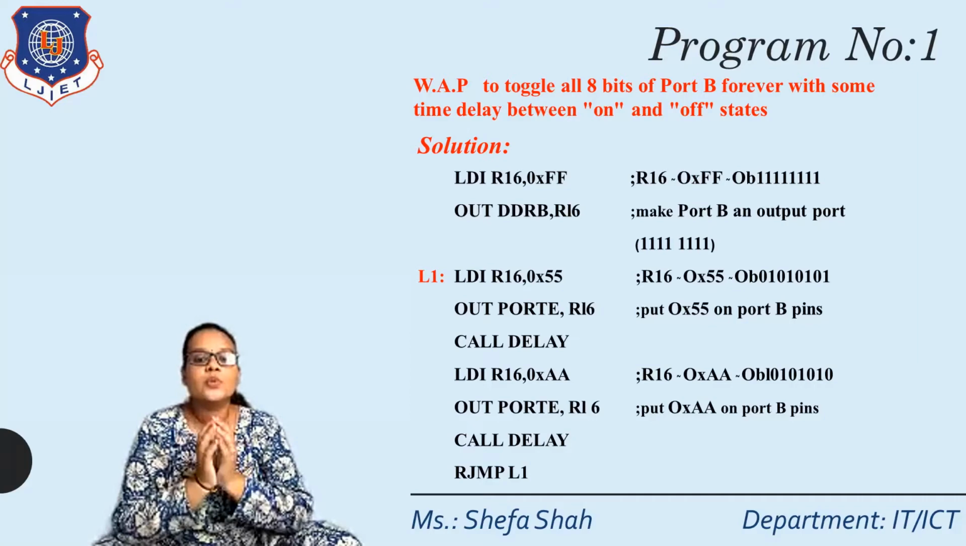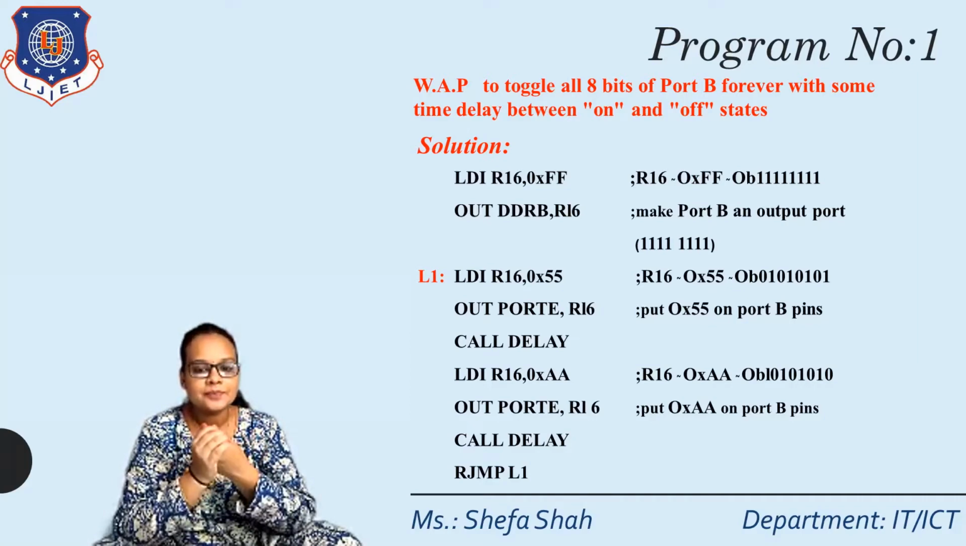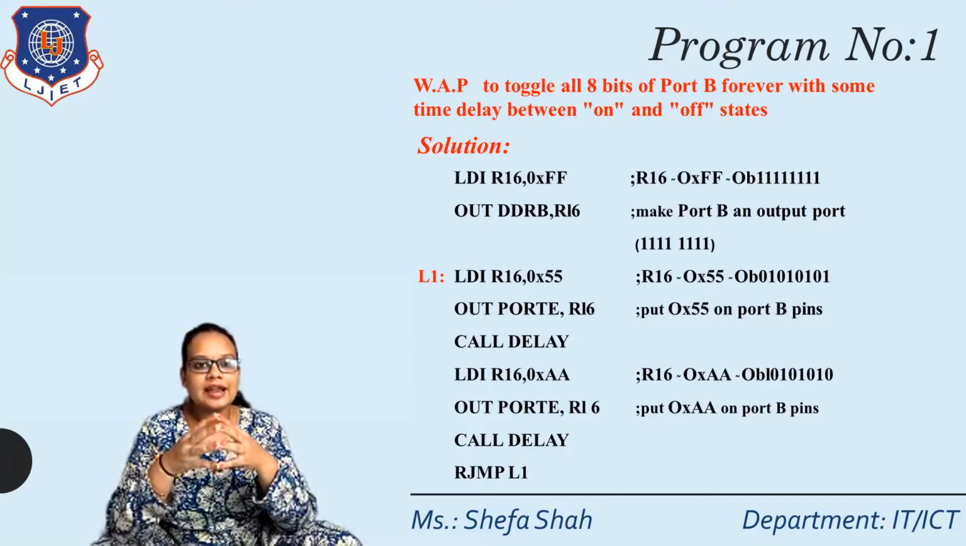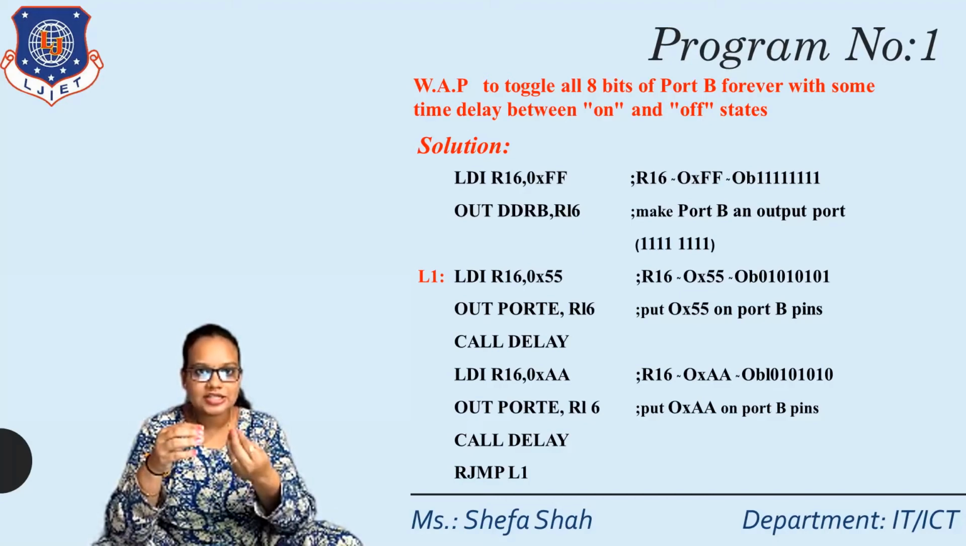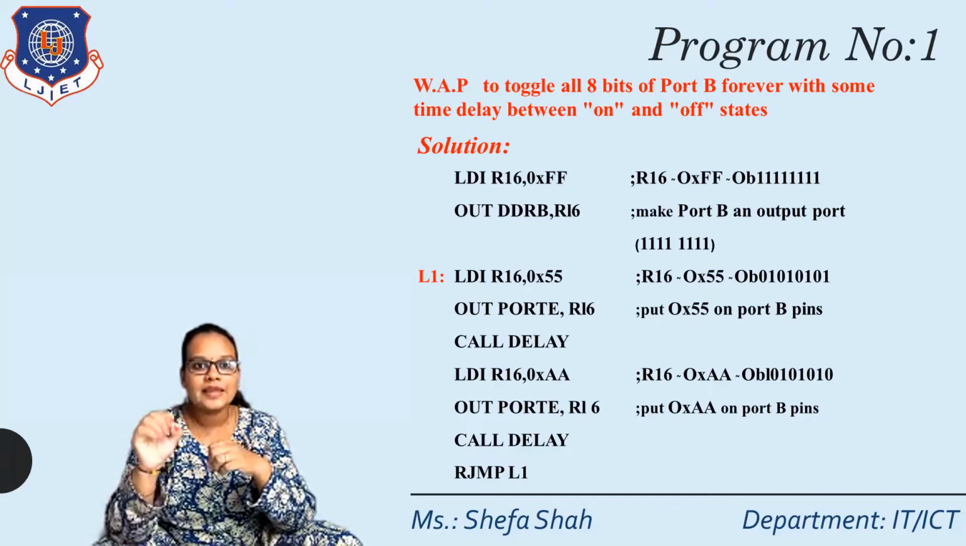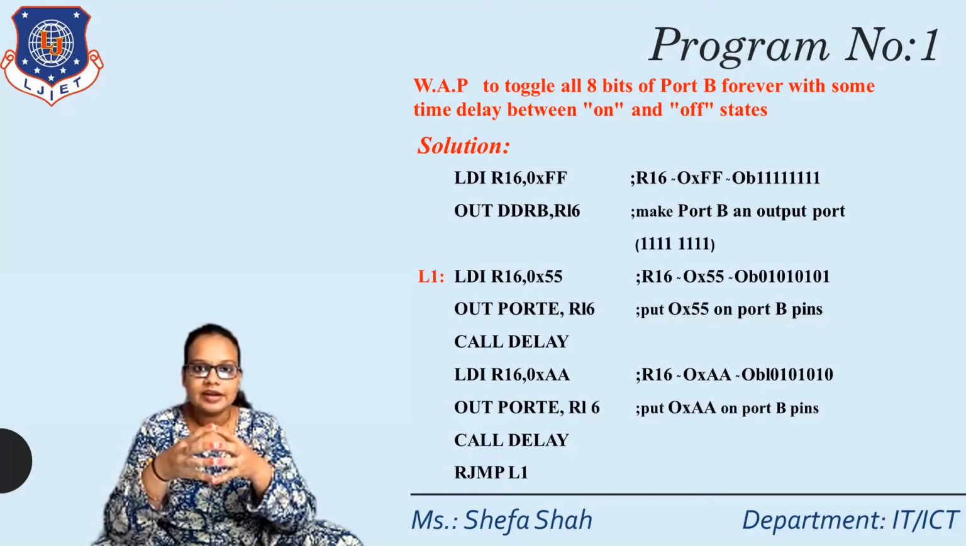Now we need to give some data. So we have LDI R16, 0x55. Here we have taken one data, 0x55, and we are giving this data to the output port, which is port B. So the fourth instruction is OUT PORTB, R16. Sorry, that is not an E, that is the port B. So port B is now loaded with the data 0x55.